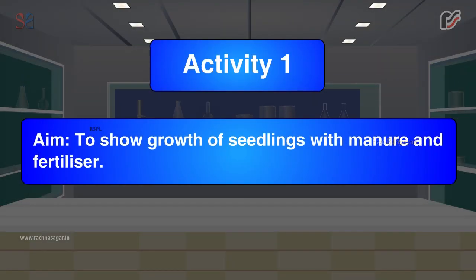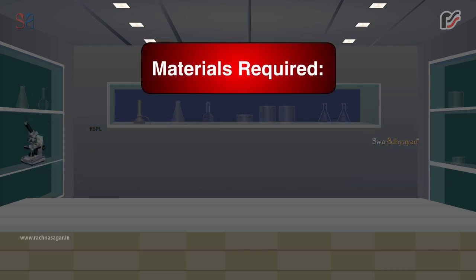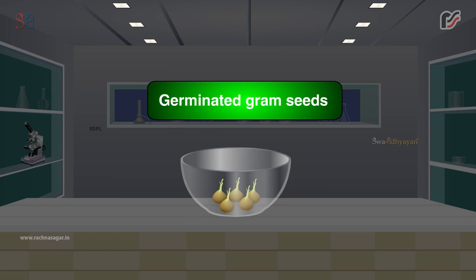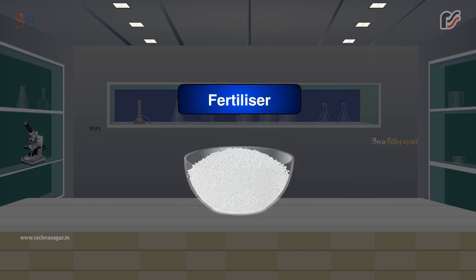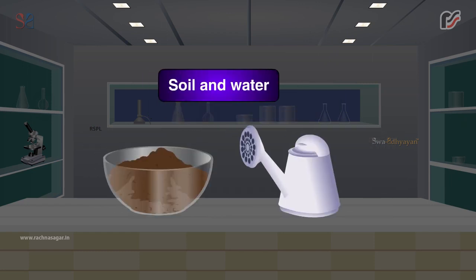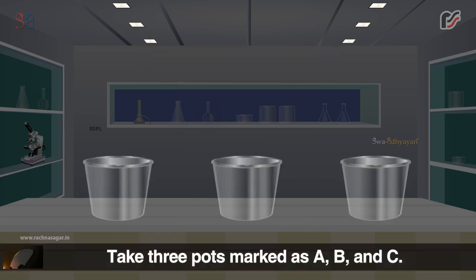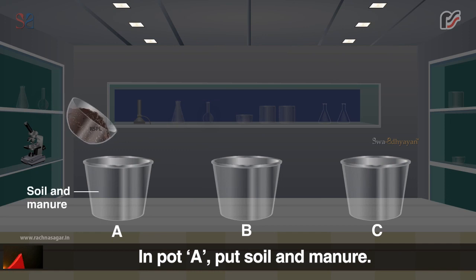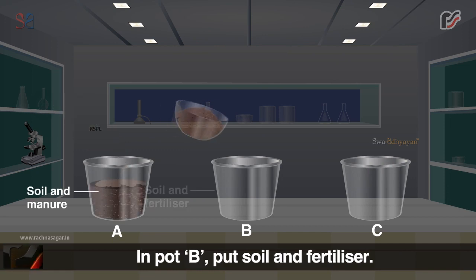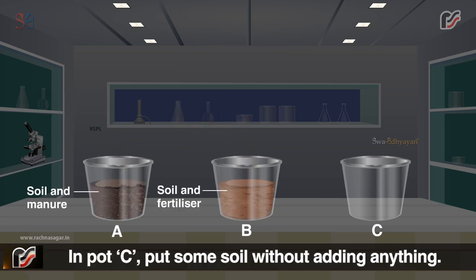Activity 1. Aim: to show growth of seedlings with manure and fertilizer. Materials required: germinated gram seeds, 3 pots, fertilizer, manure, soil and water. Procedure: take 3 pots marked as A, B and C. In pot A, put soil and manure. In pot B, put soil and fertilizer. In pot C, put some soil without adding anything.